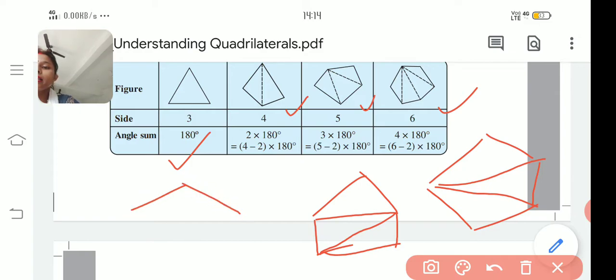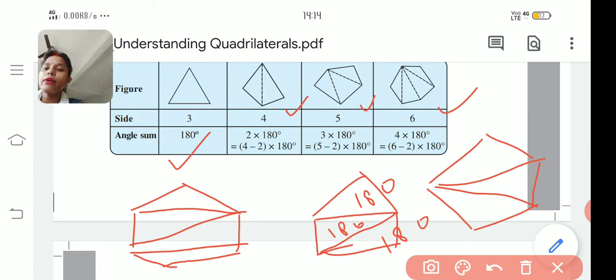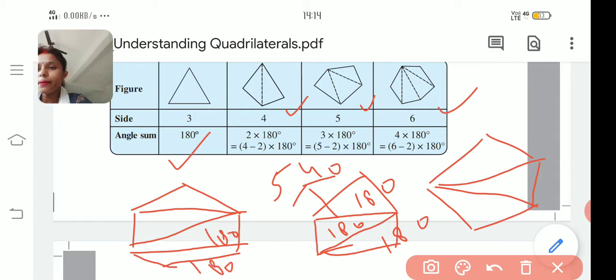If I make a hexagon, now see how many triangles are possible. If it is a hexagon, 1 triangle, 2, 3 and 4. Again, 4 triangles are possible in a hexagon. So here one triangle is 180, another is also 180 degrees, the next one is also 180. So the sum of all the angles of the pentagon is 540. In the same way we have to find it for the hexagon also. The sum of all the triangles we will take: 180 plus 180 plus 180 plus 180.